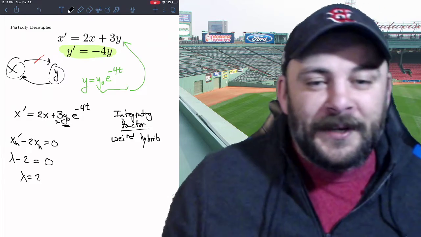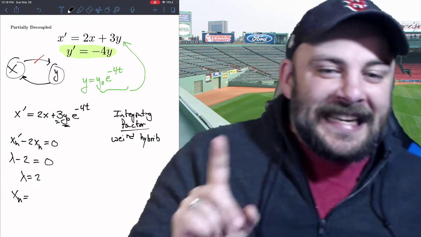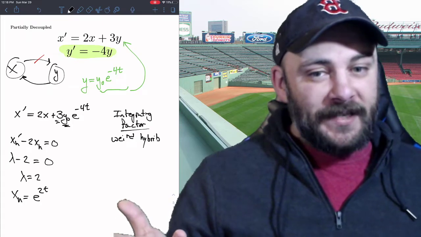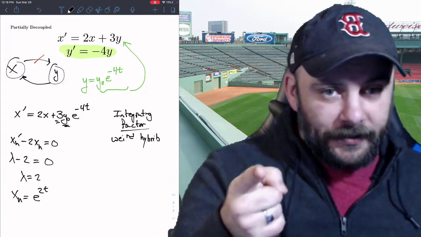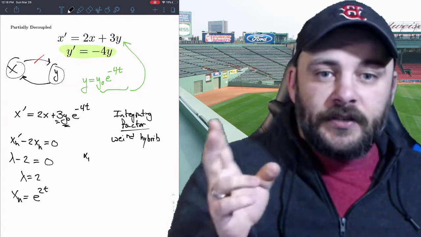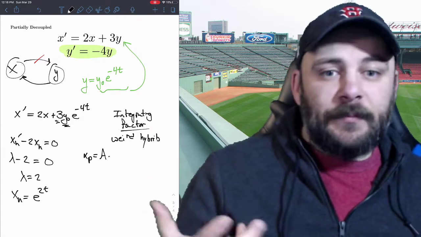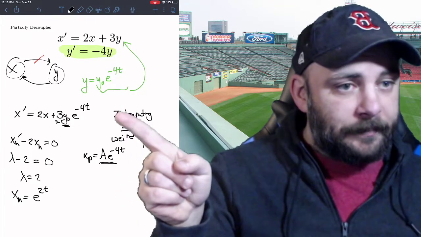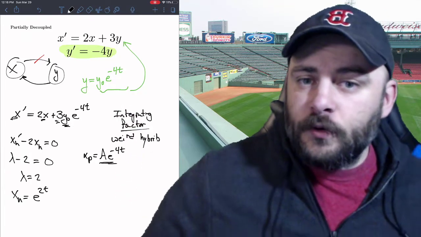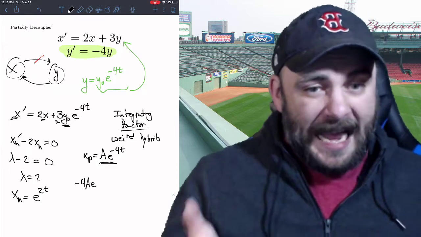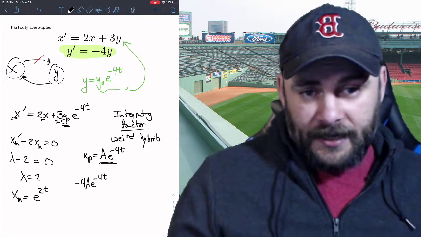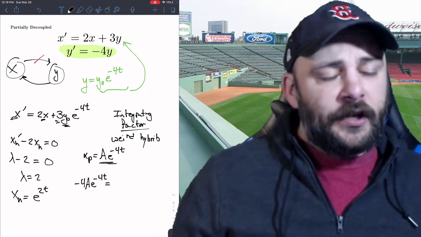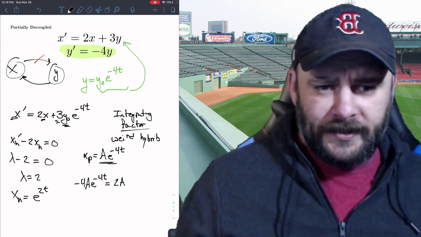So lambda equals 2. So my homogeneous solution is e to the 2t. Awesome, right? Now we can try to find a particular solution to this problem, correct? So for a particular solution, I'm going to guess some constant a times e to the negative 4t and plug it in to my full problem. Right, and so I'm going to get negative 4a e to the negative 4t equals 2a e to the negative 4t plus 3y naught e to the negative 4t.